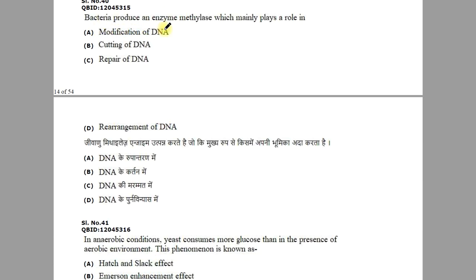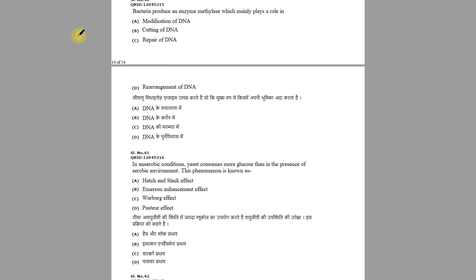Bacteria produce an enzyme methylase which mainly plays a role in A. Modification of DNA, B. Cutting of DNA, C. Repair of DNA, D. Rearrangement of DNA. The option A, modification of the DNA, is correct.